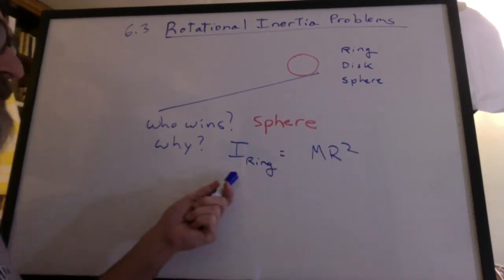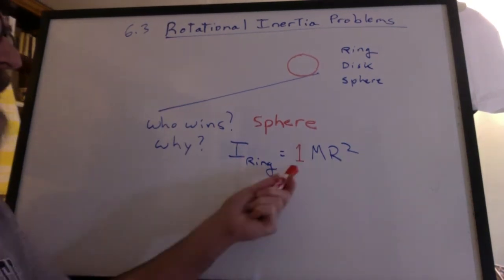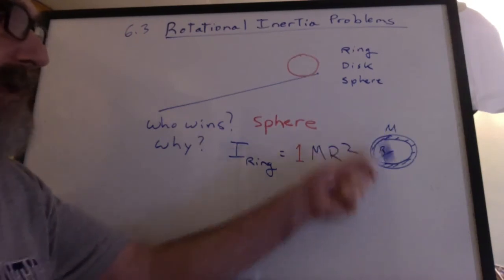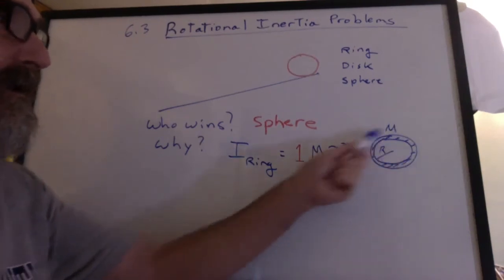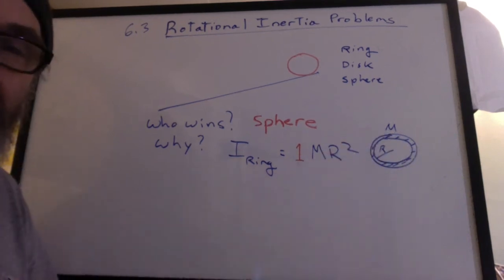The rotational inertia for a ring is mr squared. We can imagine that there's a 1 out in front. All of the mass is at the full radius. When it rolls, all of the mass has to make that full circumference.